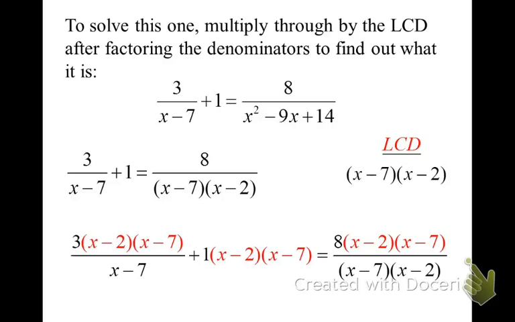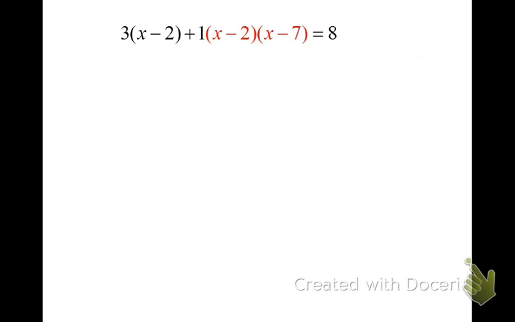Nothing cancels when we have the plus 1 there, but both the x minus 2 and the x minus 7 are going to cancel on the right-hand side of the equation, just leaving us with an 8. And that's what the LCD method does, it gets rid of the fractions. So now we have just an equation with no fractions in it, and now we're going to have to use distributive property and choose a method to solve.